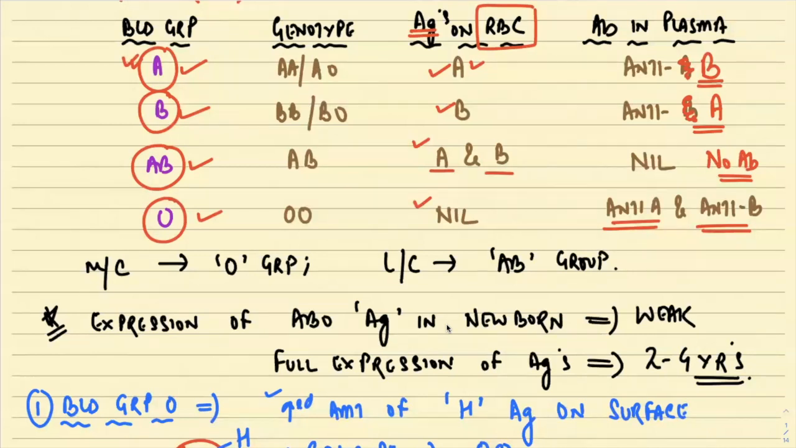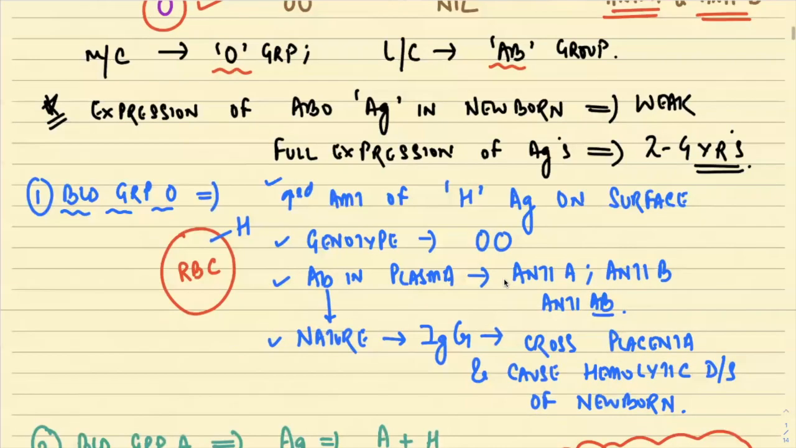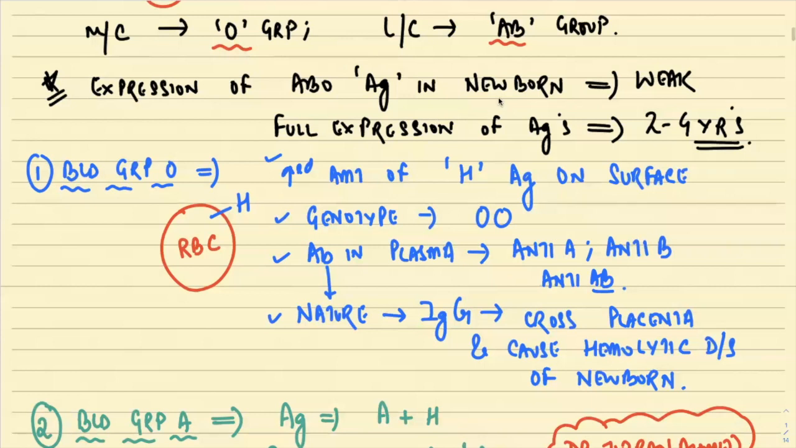Always remember, when I am talking about an antigen, I am speaking about the antigen present on the RBC surface. When I am talking about an antibody, I am talking about the antibody present in the serum or the sera or the plasma. Now, the most common blood group in the ABO system is the O blood group, and the least common is the AB group. Remember, in newborns, when a baby is born, this ABO antigen system, that is the A and B antigen, is very weak.